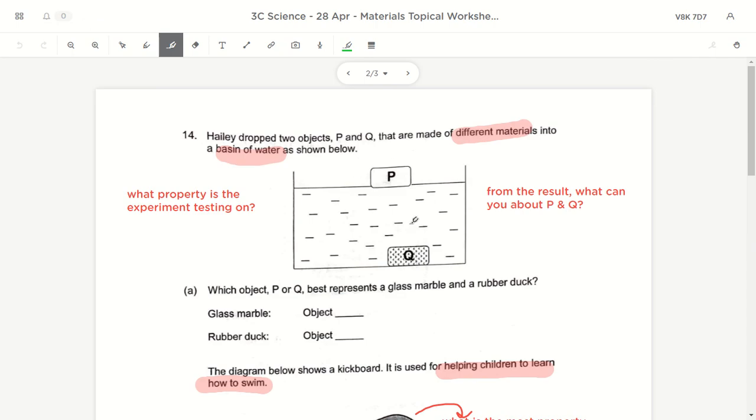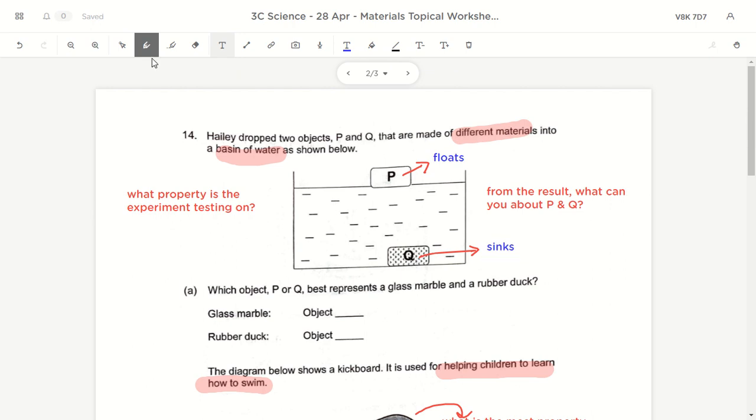Okay, so this is a pretty simple one. I have two objects. I put them into the water. So one floats, one sinks. So let's write down what we know. We know that P floats, so let's write floats over here. And then Q actually sinks. So let's write sinks over here.